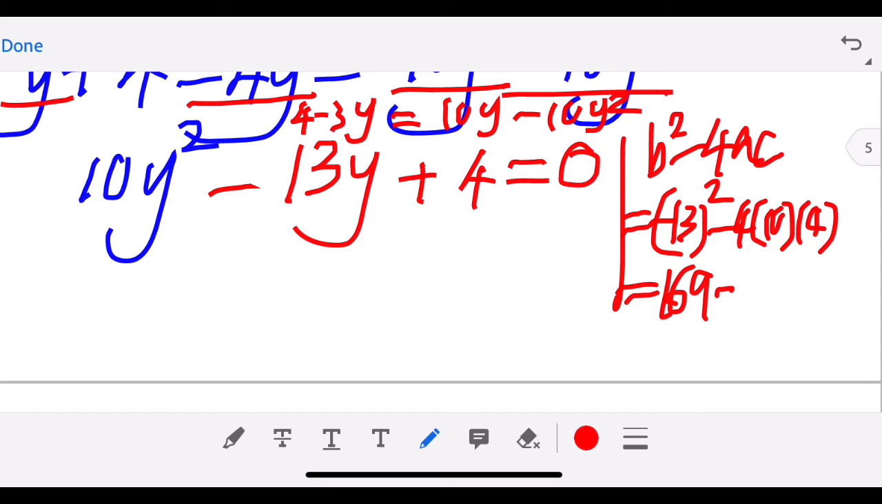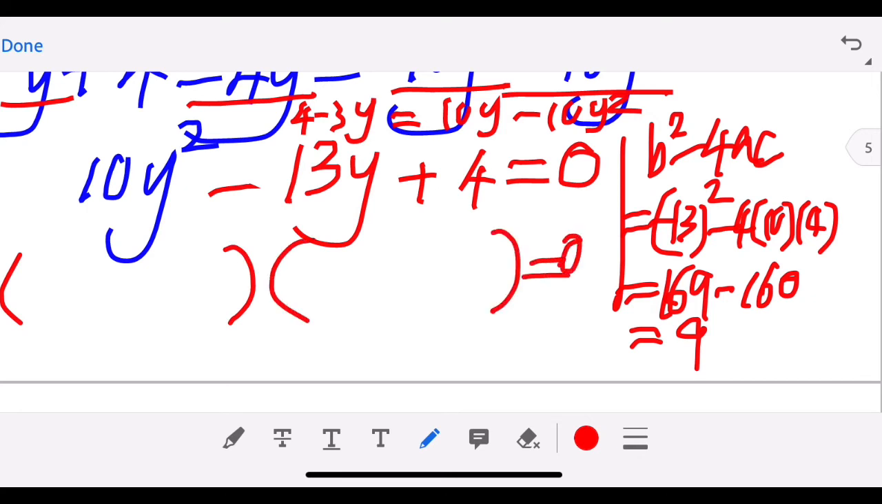So it's actually 13 squared is 169 minus 160. It's 9, isn't it? If you get 9, that means you can square root. If you can square root, for sure you can factorize. Got it? It's a perfect square. So that means you can go ahead and factorize.